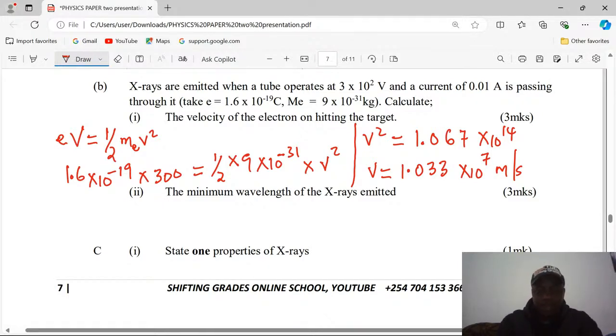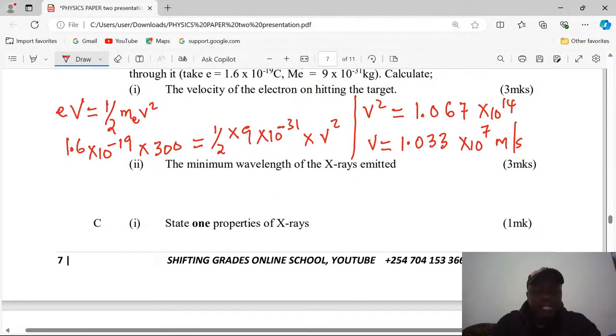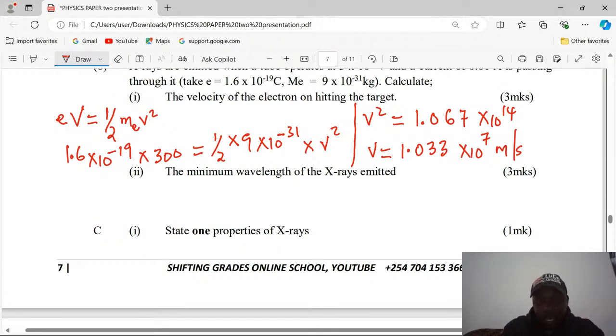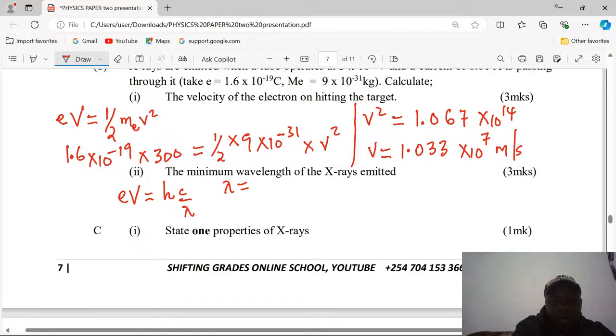Remember, we are finishing up with the whole paper, that is the minimum wavelength of the X-rays emitted. So now we are going to tell ourselves that the same energy, which is EV, can also be given by h times c divided by the minimum wavelength, instead of using f. So we can make wavelength the subject of this formula. The wavelength equals hc divided by EV.